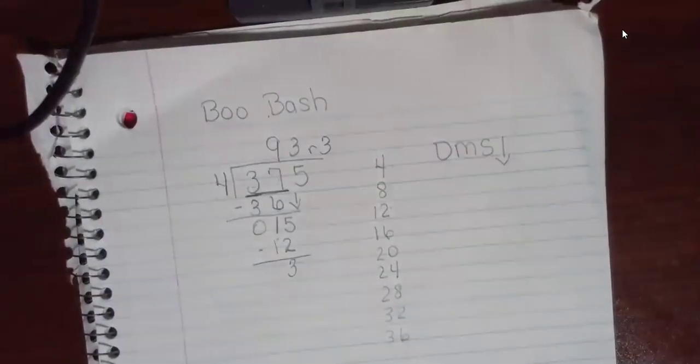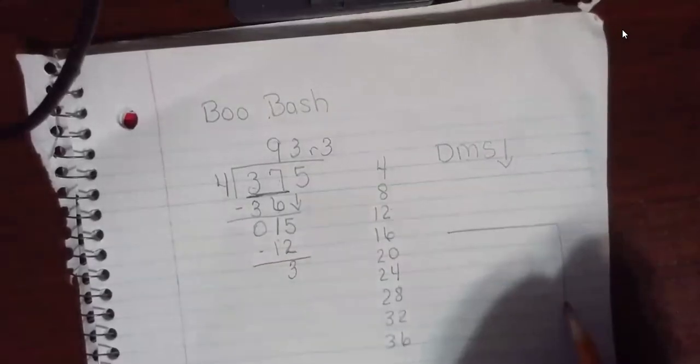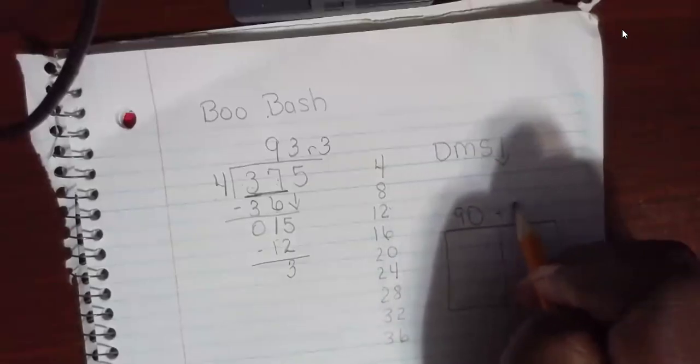Again, I'm going to check my answer just to make sure I'm right. This time I'm going to use area model. The 9 in 93 is worth 90, plus the 3 in the ones place is worth 3. 4 is going to be my width.